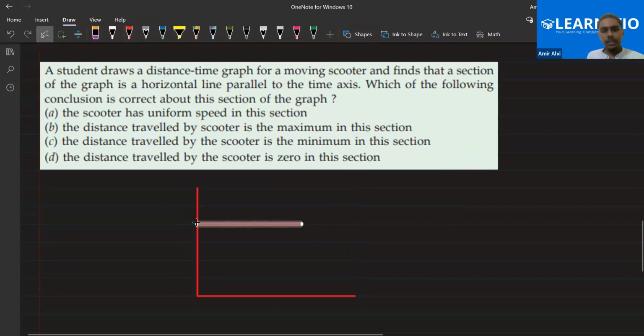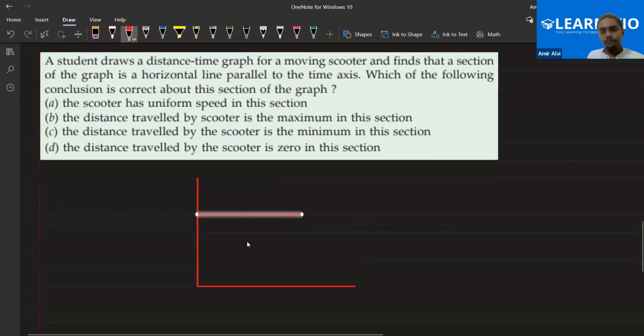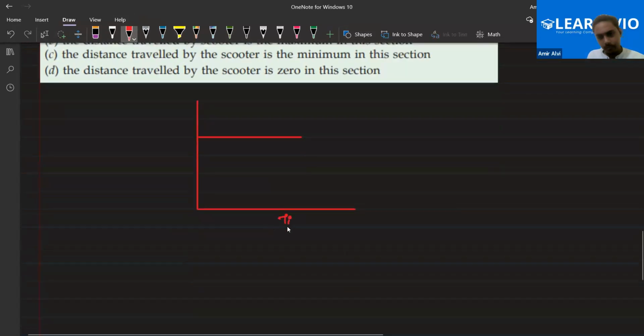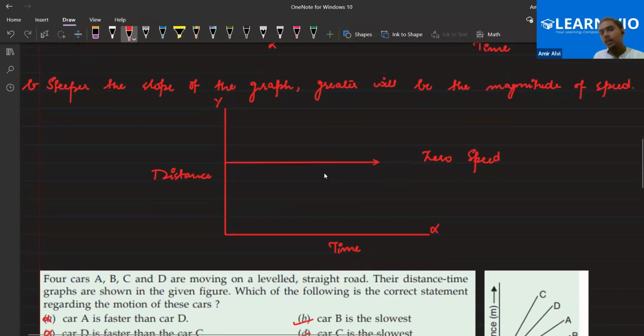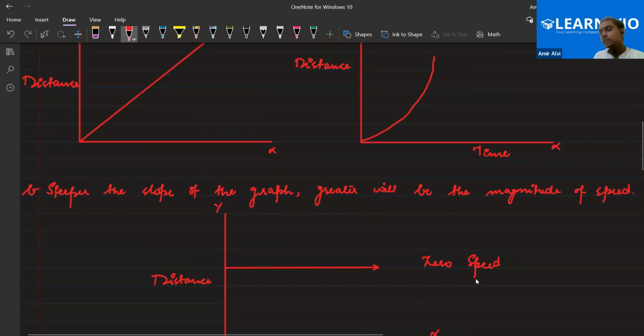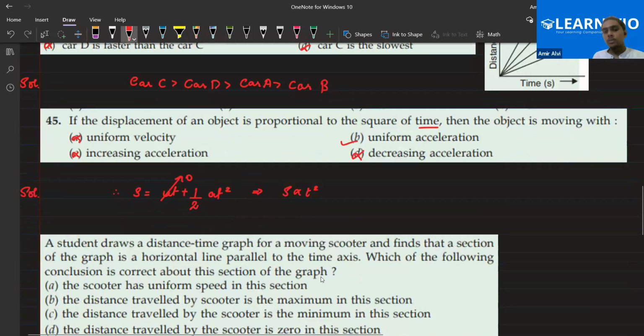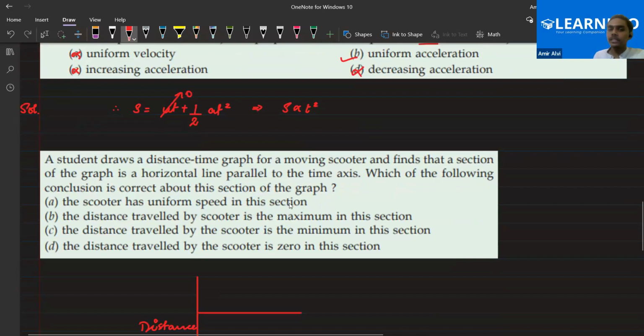So basically, time axis is denoted on the x-axis of the graph, right? This is the time axis, and this is the distance axis. As you can see, this graph is parallel to the x-axis, and I've told you if the graph is parallel, it means that the speed is zero. The object is at rest. So let's find out: the scooter has uniform speed in this section. No, the distance traveled by the scooter is maximum in this section.